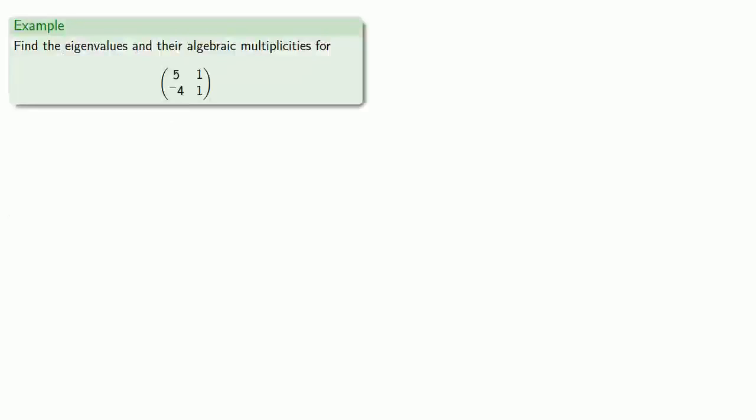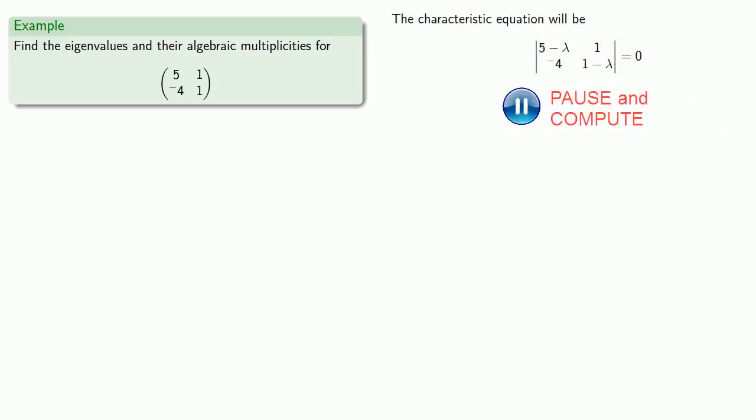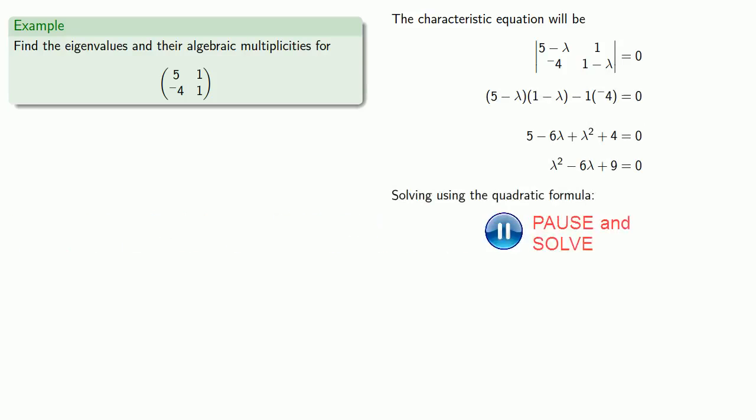For example, let's say we want to find the eigenvalues and the algebraic multiplicities for the matrix [5, 1; -4, 1]. So setting up our characteristic equation, which will be the determinant of A minus lambda I equal to 0, is going to give us the characteristic equation lambda squared minus 6 lambda plus 9 equals 0. And we'll solve this. We'll use the quadratic formula and get our solutions 3 or 3.